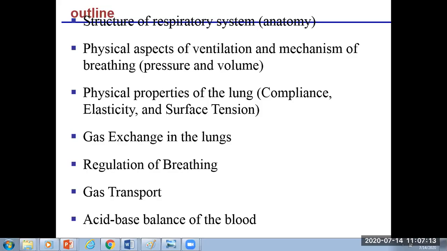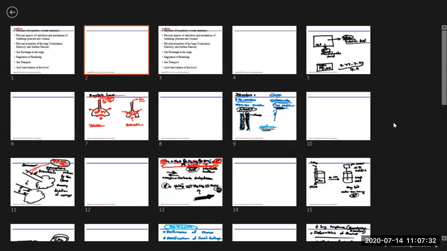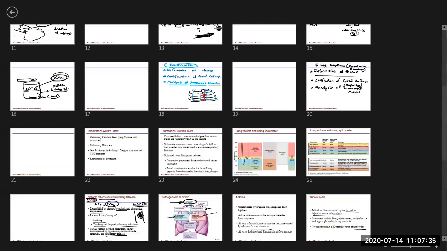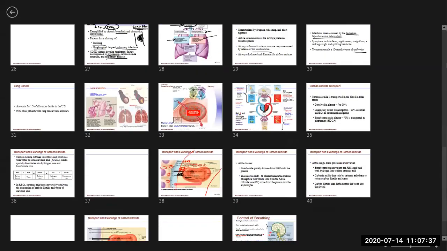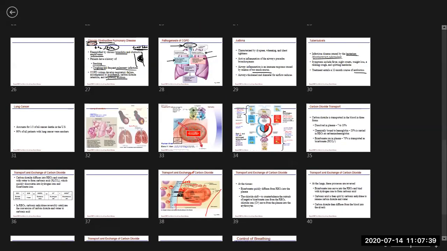All right. That's pretty much what we wanted to do, and this is pretty much the outline of what we're going to be talking about. So let's just start off with some of the structures that are related to the breathing. For that, why don't we just go ahead and take a look at the lungs.